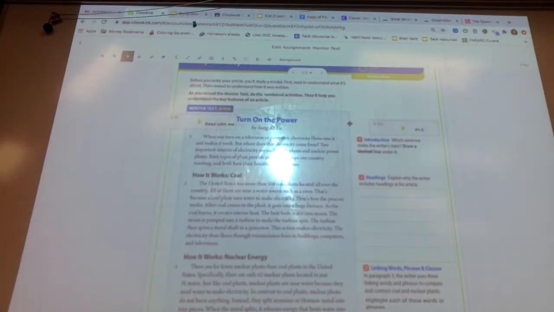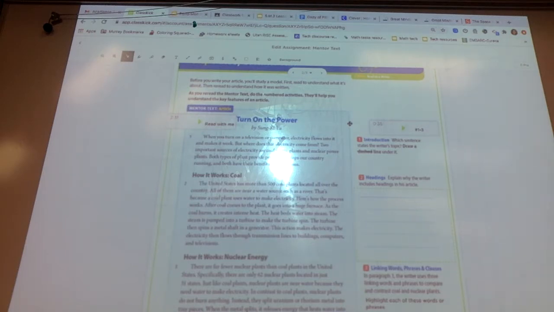As I'm walking around, I need to see your finger under the word. If your finger is not following along, you are not studying correctly. Finger under the first word. Finger following along.